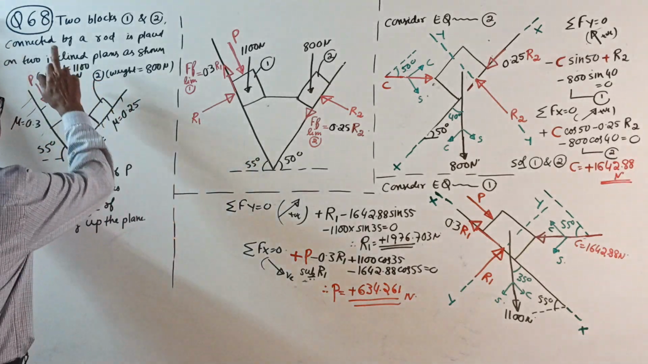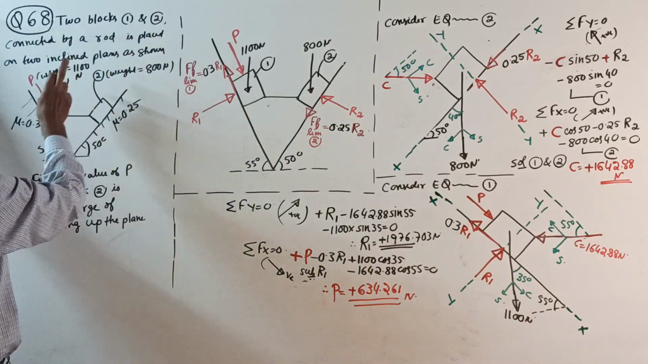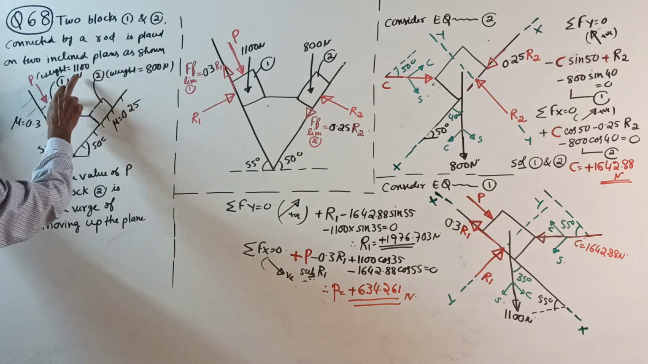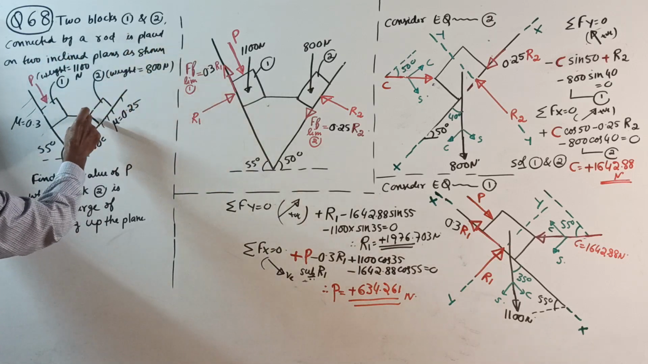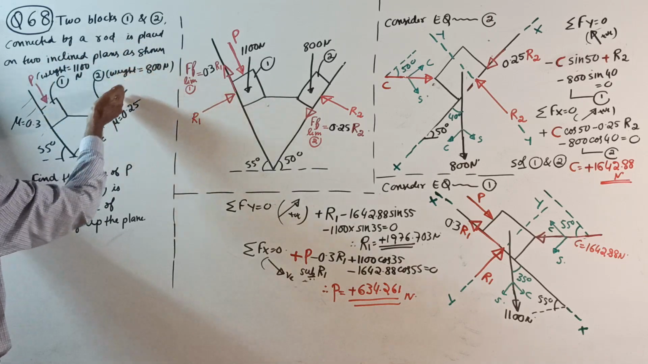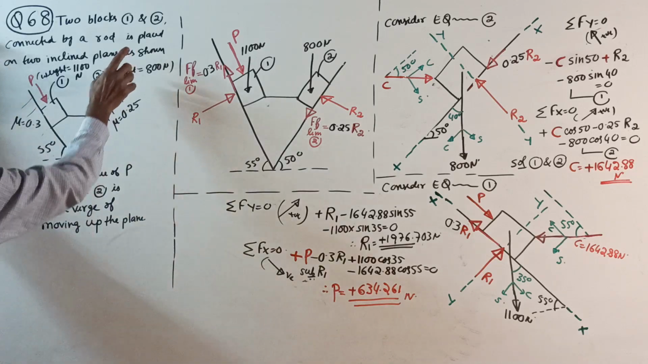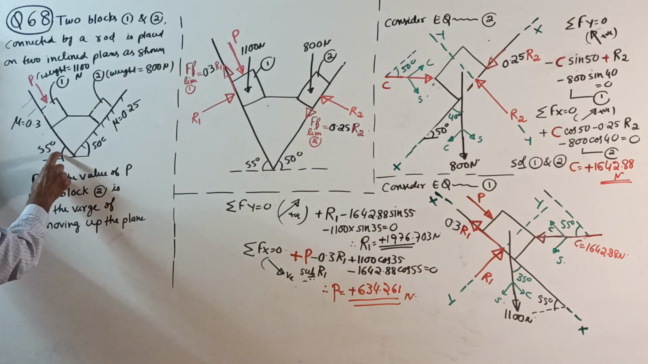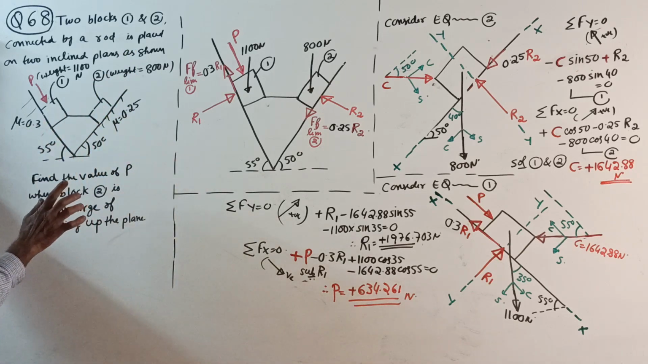Okay, see. Question 68. Two blocks 1 and 2, see here. The weights are 1100 Newton and 800 Newton, connected by a rod, see, this is a rod, placed on two inclined planes as shown in the figure. Inclined planes as shown. Okay, this sketch. 55 degrees, 50 degrees. 0.3, 0.25 are friction coefficients.